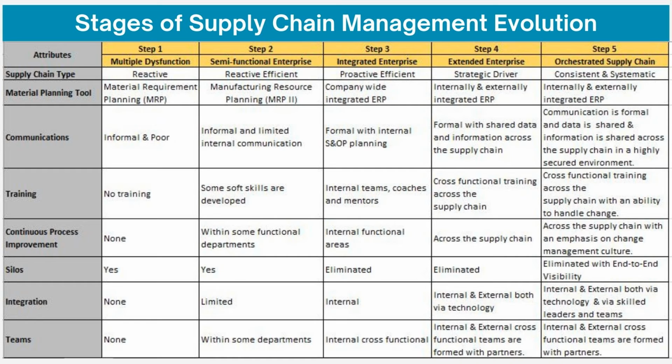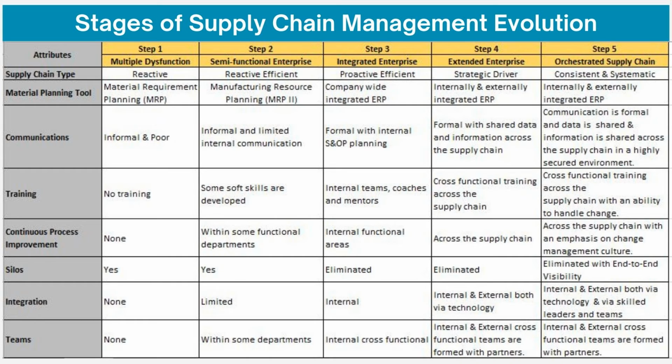Let's start with supply chain type. Multiple dysfunction is reactive. They only react when something happens. Semi-functional enterprise is reactive efficient because they are somewhat connected with each other. So they are somewhat aligned. Integrated enterprise is proactive efficient, which means they are aligned and they somehow plan in advance. Extended enterprise is a strategic driver, and orchestrated supply chain is consistent and systematic.